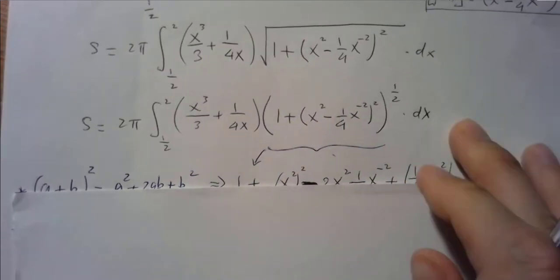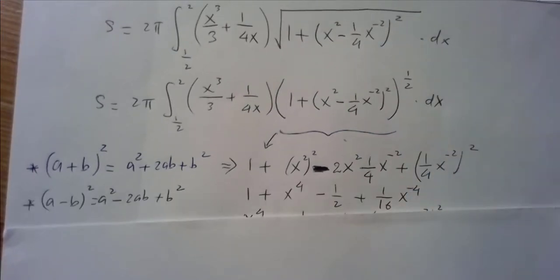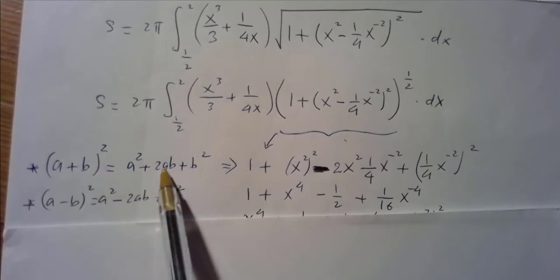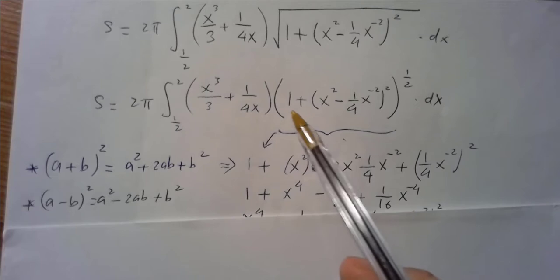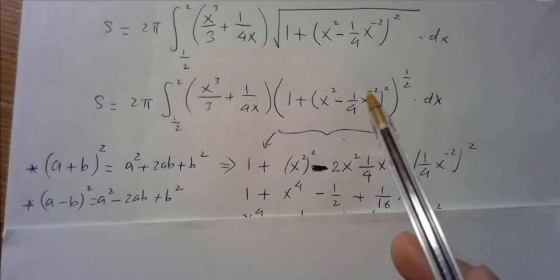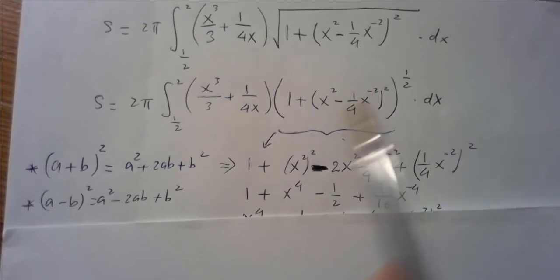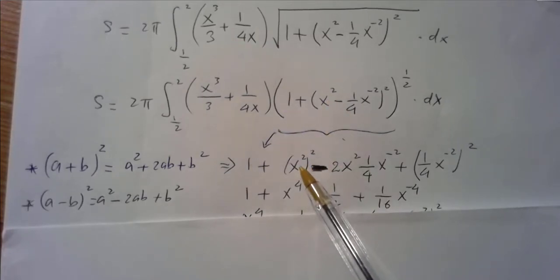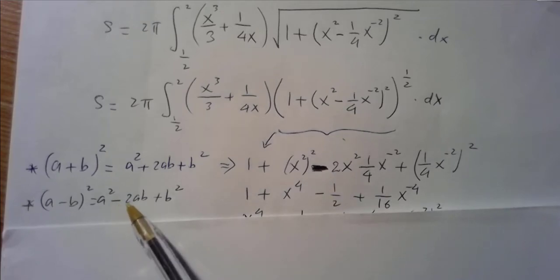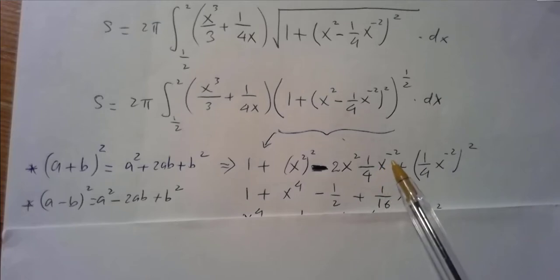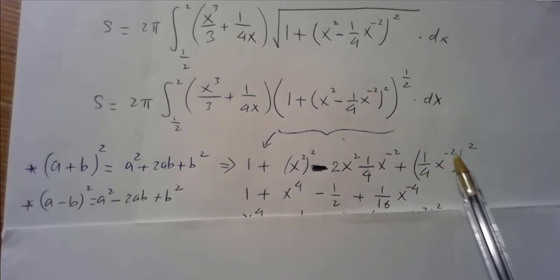And this is the addition here. So I use (a plus b) square equals a square plus 2ab plus b square. And you can see x square is a, and 1/4 x to the minus 2 is b. Okay, so I keep the 1. So a square is x square square, minus 2ab, 2a is x square, b is 1/4 x to the minus 2 power, and then plus b square, and b is 1/4 x to the minus 2, the whole quantity squared.